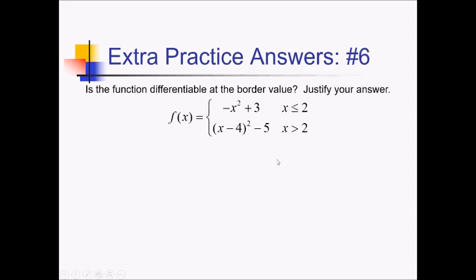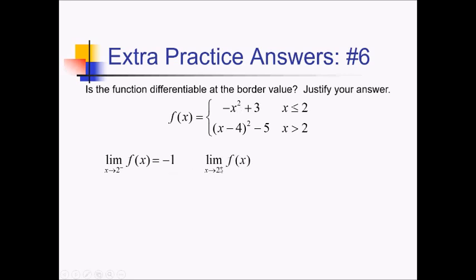On this problem, we're trying to figure out if the function is differentiable at the border value 2 for this piecewise function. So we'll start by figuring out if it's continuous. We'll check the left side limit as x approaches 2 from the left side. That'll use this less than 2 rule, so this first rule. Negative 2 squared is going to be 4, plus 3 is negative 1.